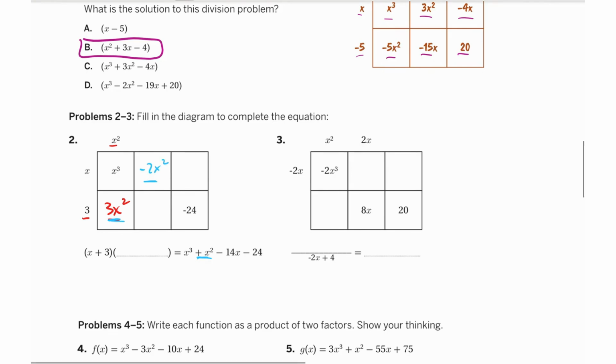Then, x times what is negative 2x squared? That would be negative 2x. Multiply that by 3, and I get negative 6x. This number and this number add to negative 14x, which would be negative 8x. And then lastly, x times what is negative 8x, so that would be negative 8. Since I've filled that out, I know that this on the top here is what I would multiply by x plus 3 to get x cubed plus x squared minus 14x minus 24.